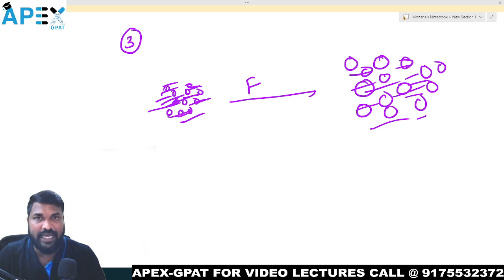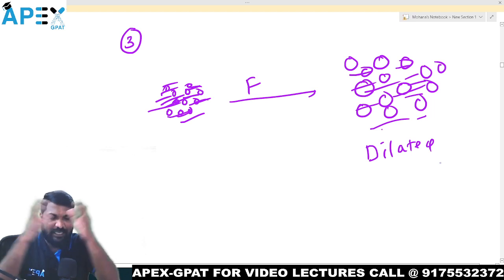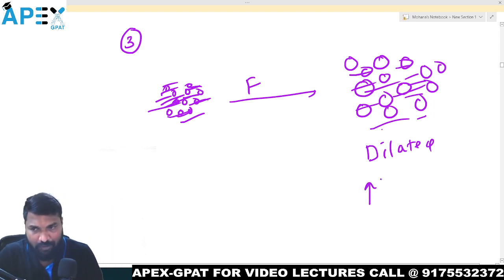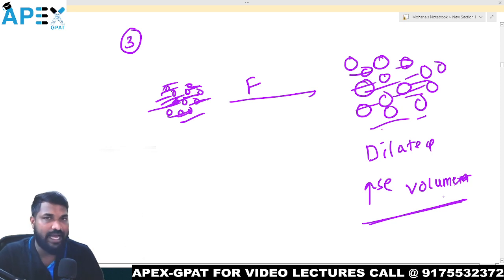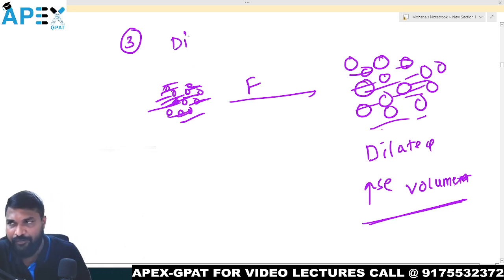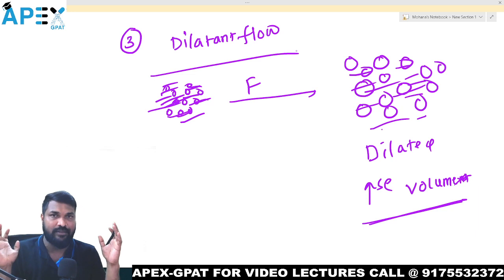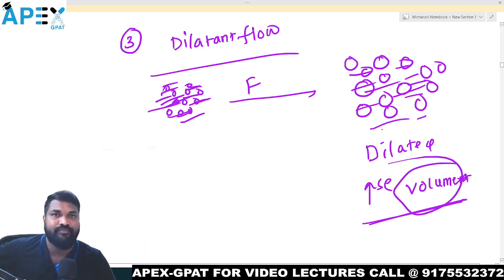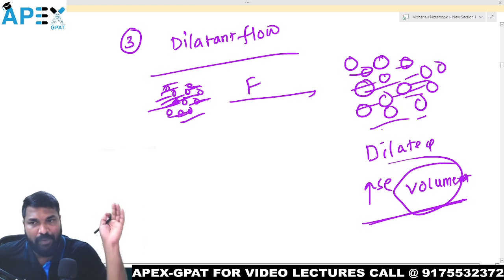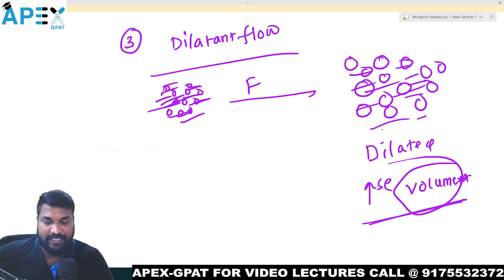Did you observe one thing? After applying the shear stress, the particles we have are dilated now. Dilated means the volume is increased now. That's why this flow we call the dilatant flow. In the dilatant flow, when we apply the shear stress, the system volume increases.